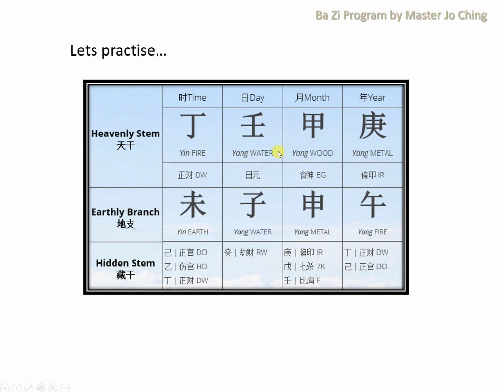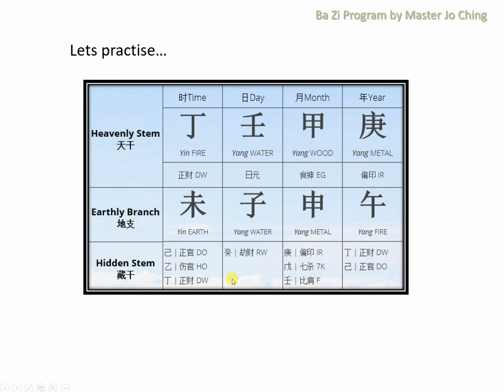So what does earth do to me? Earth actually controls me, controls water. So you can say that it is the Authority star. But which one? Is it 7K or DO? It is DO because this is Yang and this is Yin earth. So Yin Yang is always the direct star. Okay, so let's do one more.